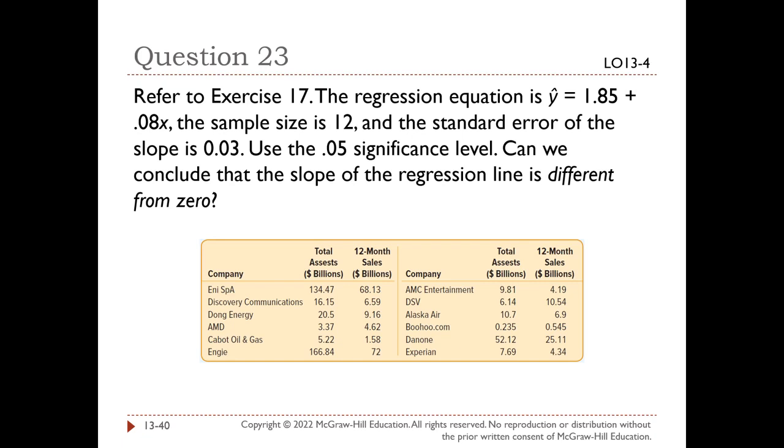regression equation of y hat equals 1.85 plus 0.08x. Okay, so they basically rounded a little bit with the numbers that we have. That's fine. The sample size is 12 still, and the standard error of the slope is 0.03. Okay, use the 0.05 significant level. Can we conclude that the slope of the regression line is different from 0?